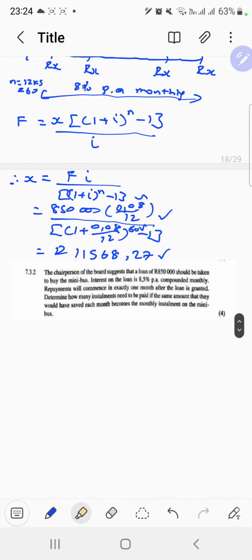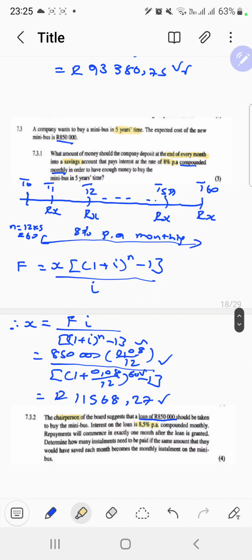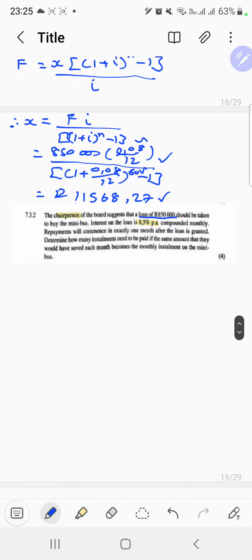Then we are told here, the chairperson of the board suggests that a loan should be taken to buy the minibus. Sometimes these people can be out of order, see now they're causing us to lose money. The interest on the loan is, now do you see the interest is a lot when it's for the bank, but it's little when it's yours. You see how silly these people are. Of course, compounded monthly. Repayments will commence in exactly 1 month after the loan is granted. So you start paying a month later.